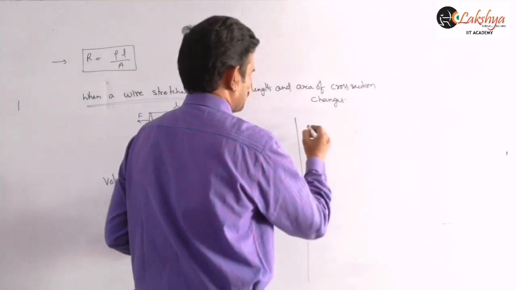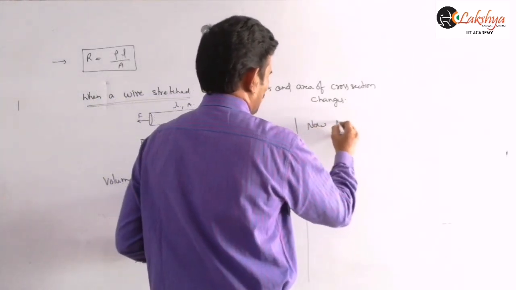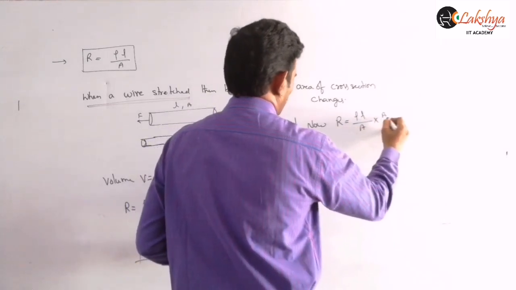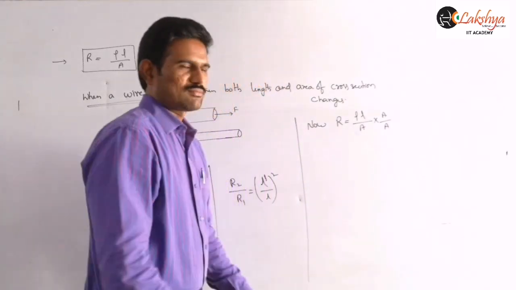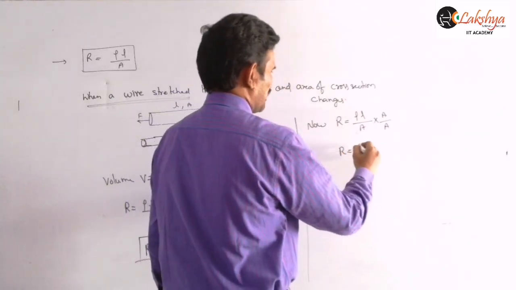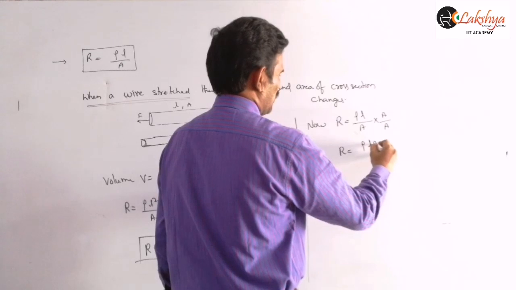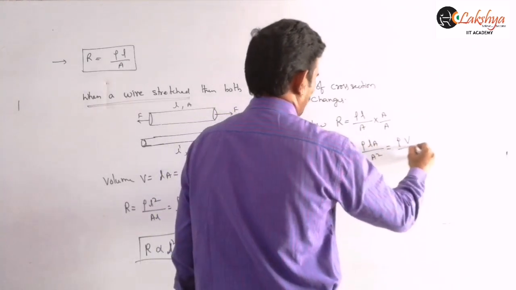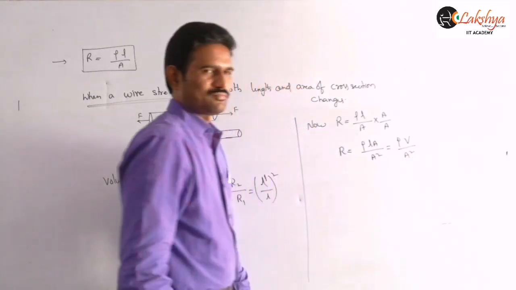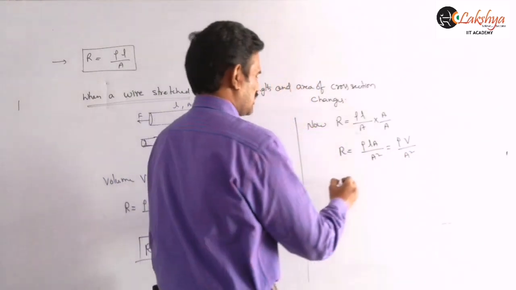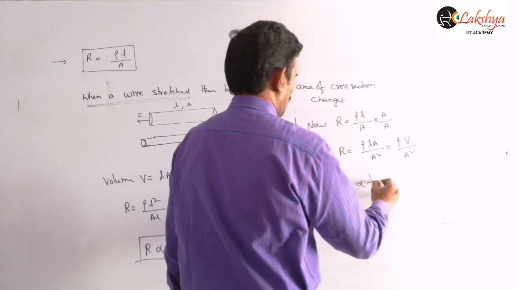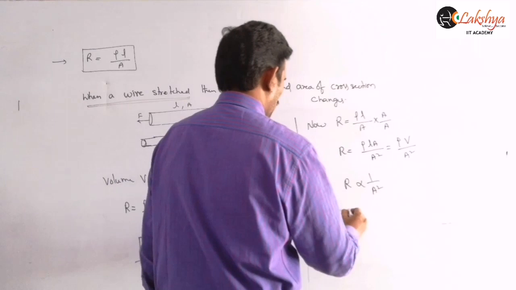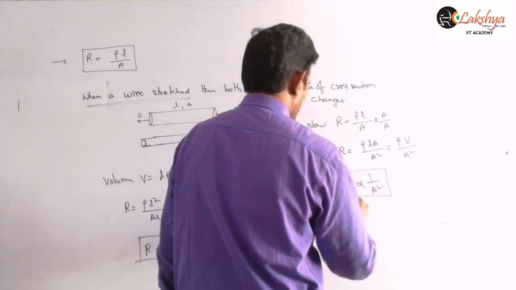So I am taking again R is equal to rho L by A. Now I am multiplying and dividing with A, so this equation I can write as rho L into A by A square, which is nothing but rho into V by A square. So again V is a constant, therefore I can write R as inversely proportional to A square. Therefore this is now the relation here.